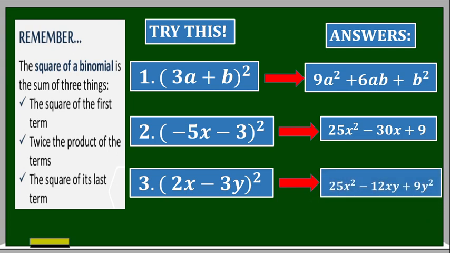Yan. So, ganun lang kadali yung product or square of a binomial. So, three steps lang ang pwede mong gawin dyan para ma-solve mo siya kaagad. You square the first, and then followed by, you double the product of the two terms, and then after that, you square the last term.